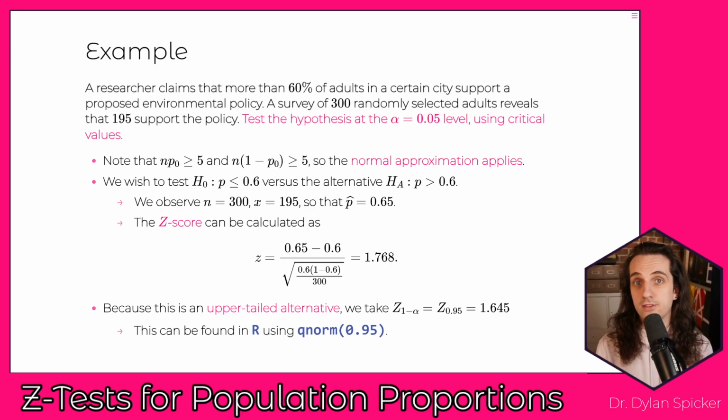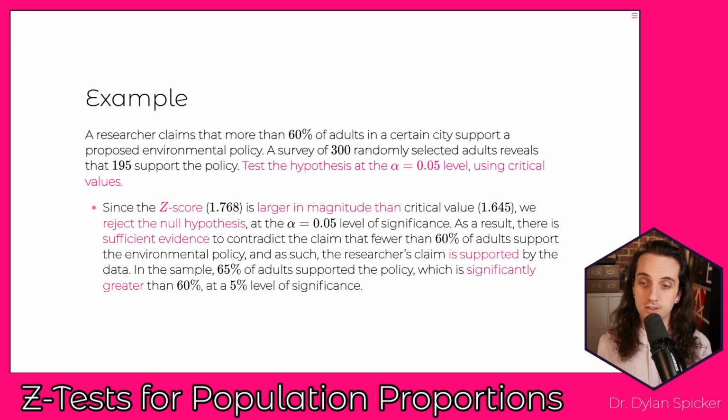And so with all of this, we have enough information to actually draw a conclusion here, right? The conclusion is going to be that we reject the null hypothesis, right? Because 1.768 is greater than 1.645. And as a result, there is evidence to contradict the null hypothesis, and we can conclude that more than 60% of people support the amendment, right? So we draw this concluding statement.